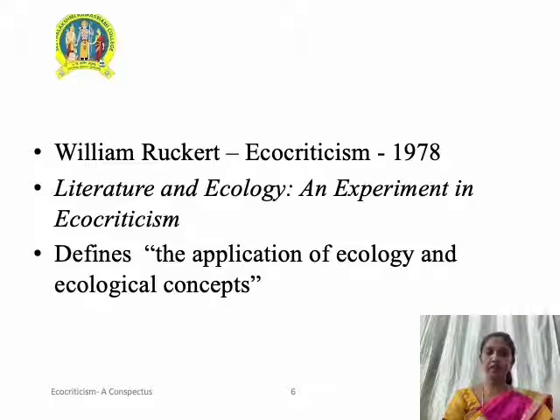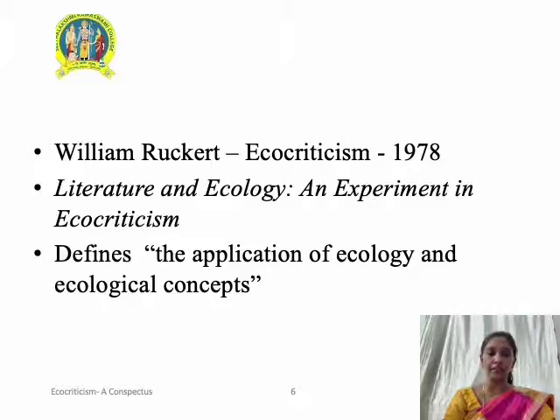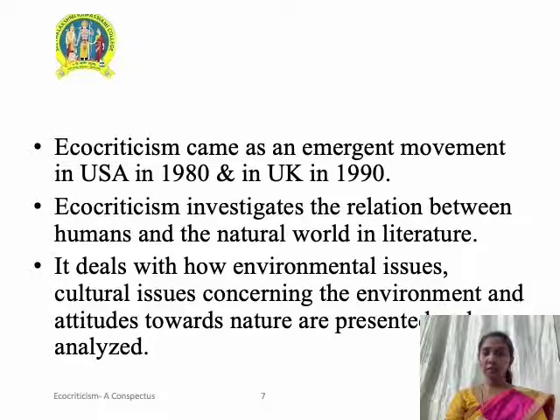We have another important person in this field of ecocriticism. William Rueckert is believed to have coined the term ecocriticism in the year 1978 in his book Literature and Ecology: An Experiment in Ecocriticism. In this book, he defines the application of ecology and ecological concepts to the study of literature. Ecocriticism came as an emergent movement in USA in the 1980s and in UK in the 1990s.